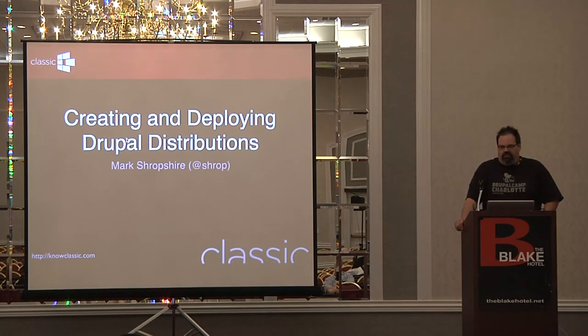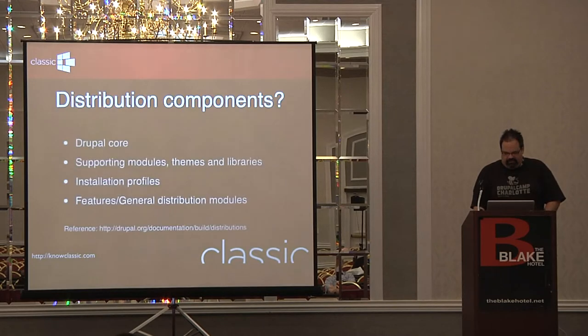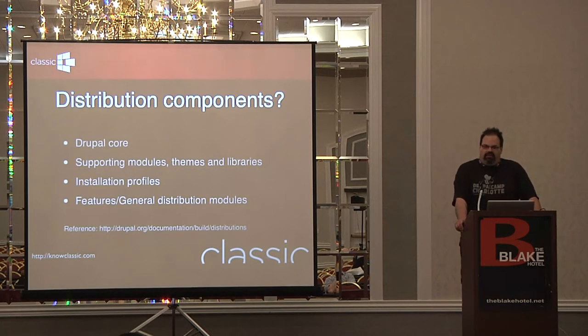So I want to jump right into a little bit about distributions, if folks aren't familiar. Some components that are involved in a distribution, at least for Drupal, is Drupal core. That's all the files that make up what is Drupal when you download it from Drupal.org. And then there's the supporting modules, themes, and libraries. When I'm talking modules, contrib themes, libraries, these could be external third party, could be CSS grids, could be jQuery UI, anything like that, that need to be pulled in to make this site happen.